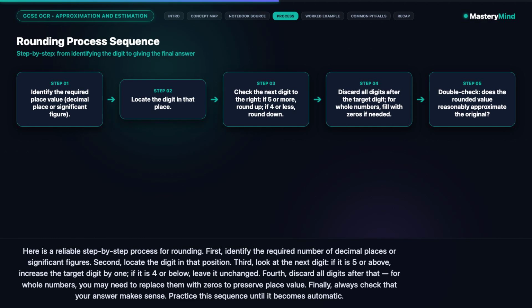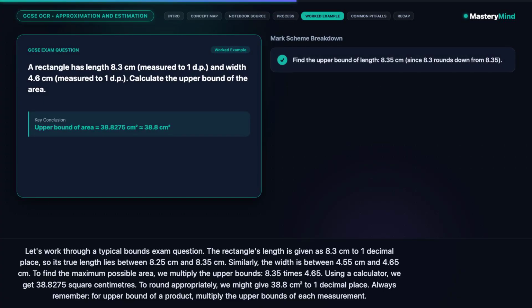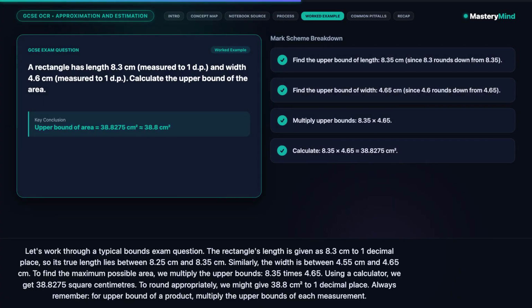Let's work through a typical bounds exam question. The rectangle's length is given as 8.3 cm to one decimal place, so its true length lies between 8.25 cm and 8.35 cm. Similarly, the width is between 4.55 cm and 4.65 cm.